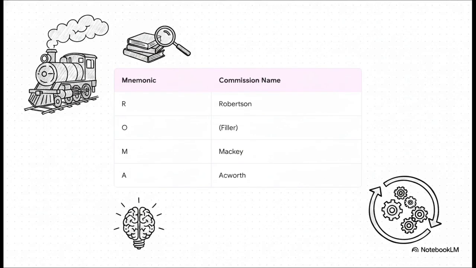Now, beyond the money, they had to manage a massive, sprawling railway network. And to remember the dense history of these railway reform commissions, the author of these notes uses a seriously clever study hack, the Roma mnemonic. R stands for the Robertson Commission in 1902, which recommended setting up a railway board. O is just a filler letter to make the trick work. Then you've got M for Mackay, and finally A for Acworth.